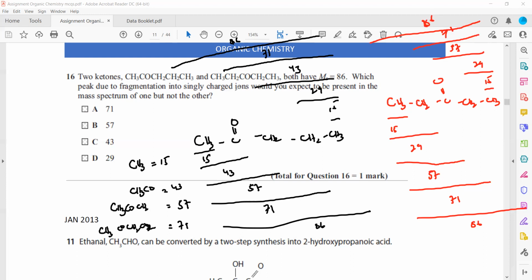So the question is, which one gives us a unique peak? There is 15 in both, so 15 cannot be the answer, it is there in both. Then I check 43 is there.